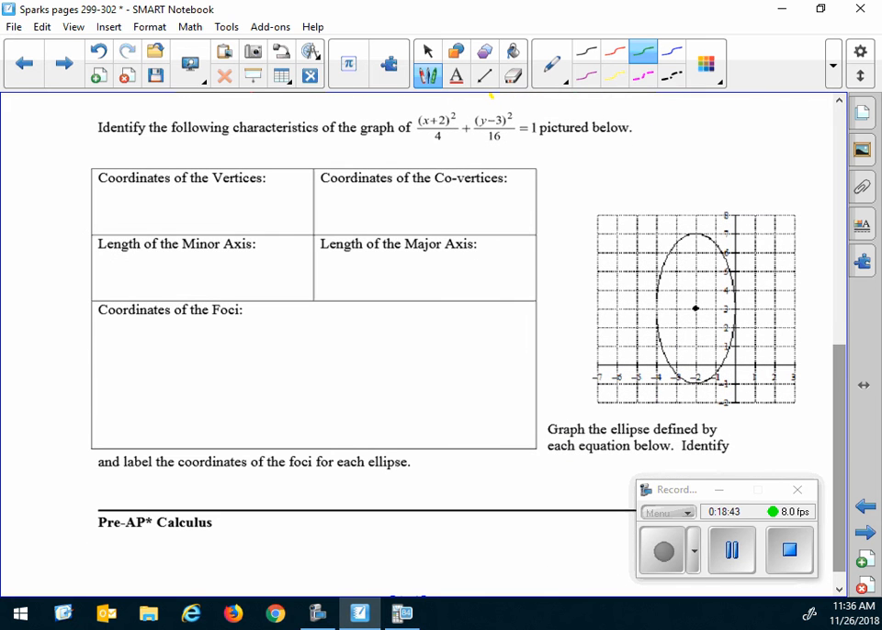All right, let's see what we can do with this one. Identify the following characteristics of this graph. All right. Now, nothing's weird. There's no 7.1 something. What are the coordinates of the vertices? -2, 7. And -2, -1. That's right.